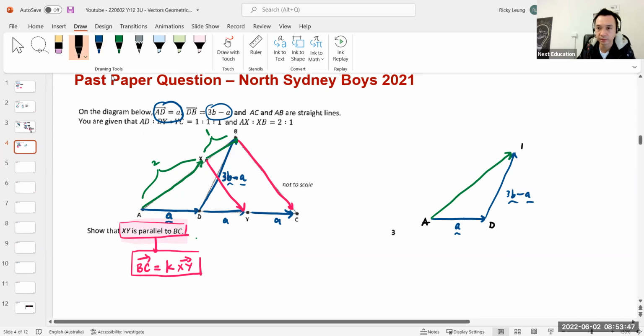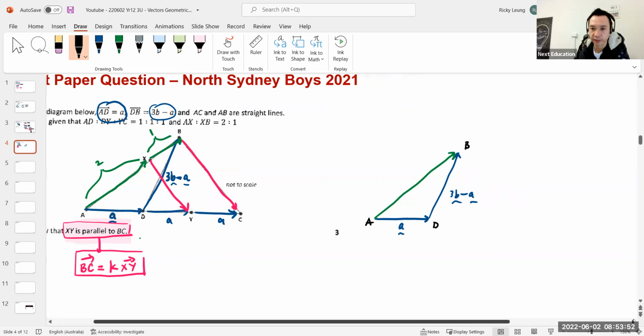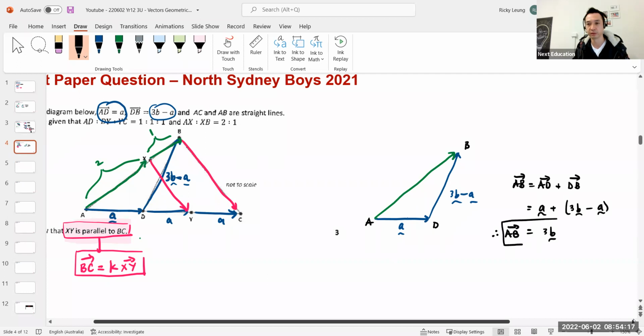So therefore, I've got green, which is AB, equals AD plus DB, which equals A plus 3B minus A. Oh, look at that, the A's go away. 3B only, right? So therefore, AB as a vector, the green vector, equals that. I am going to just write that here, 3B, nice.